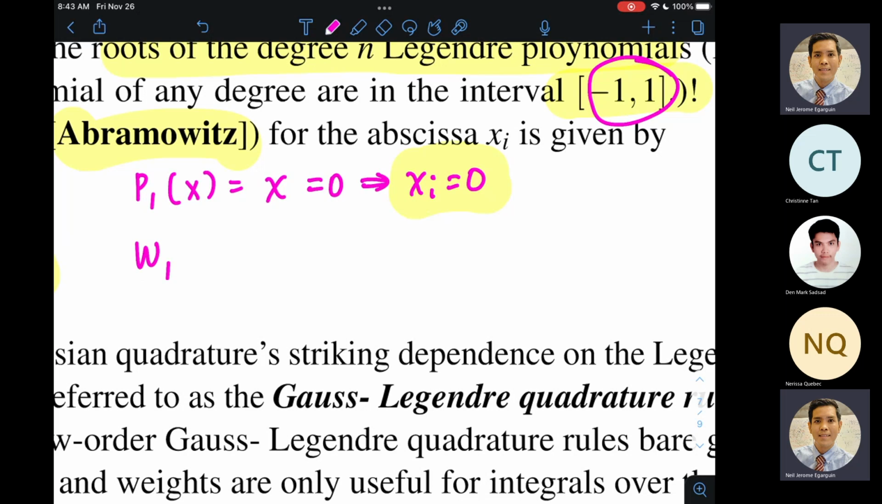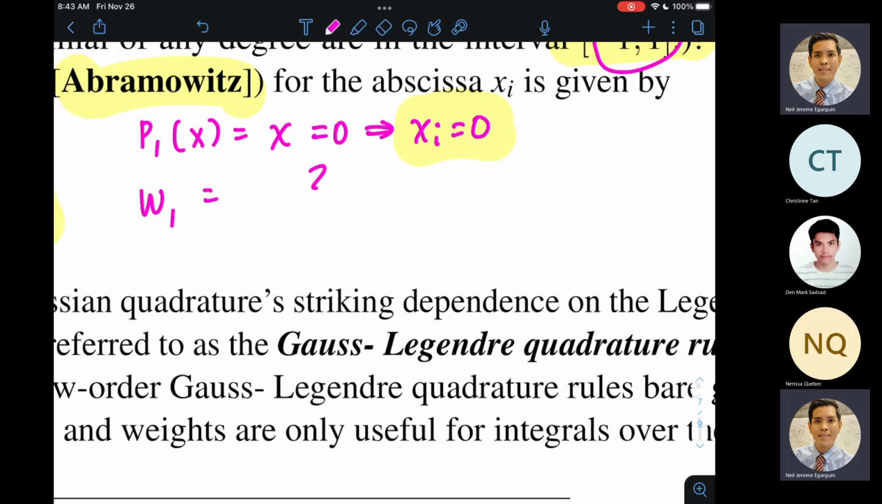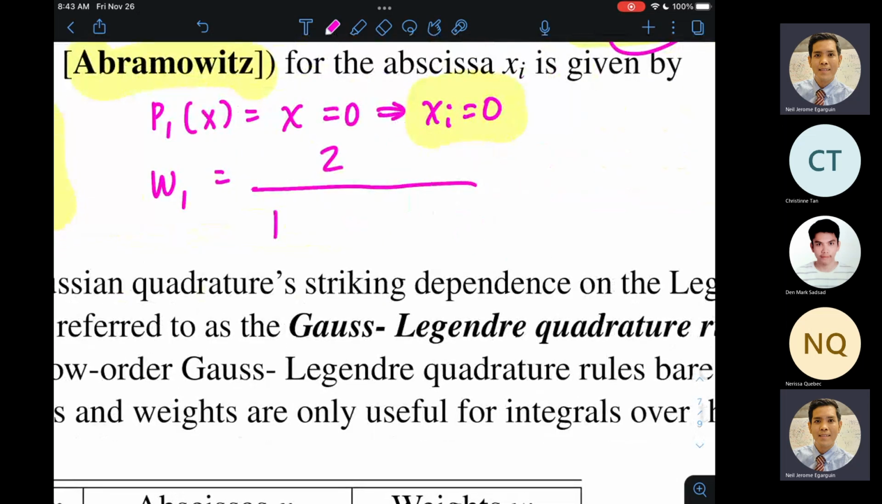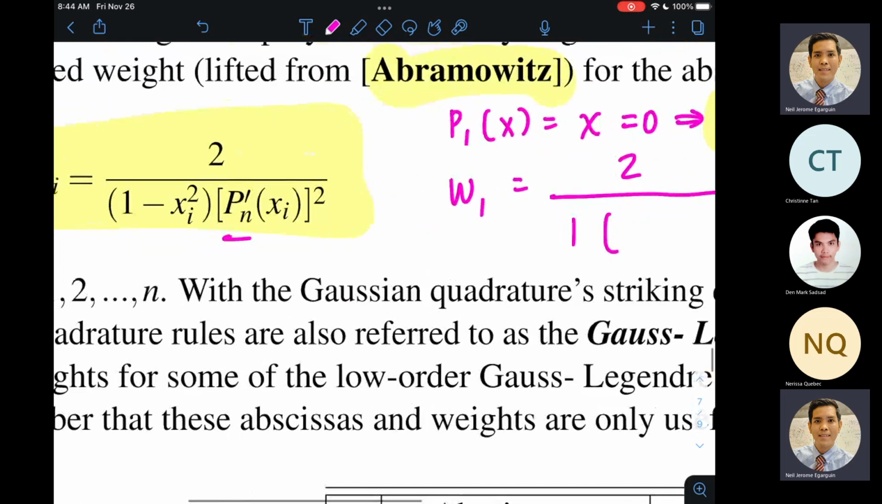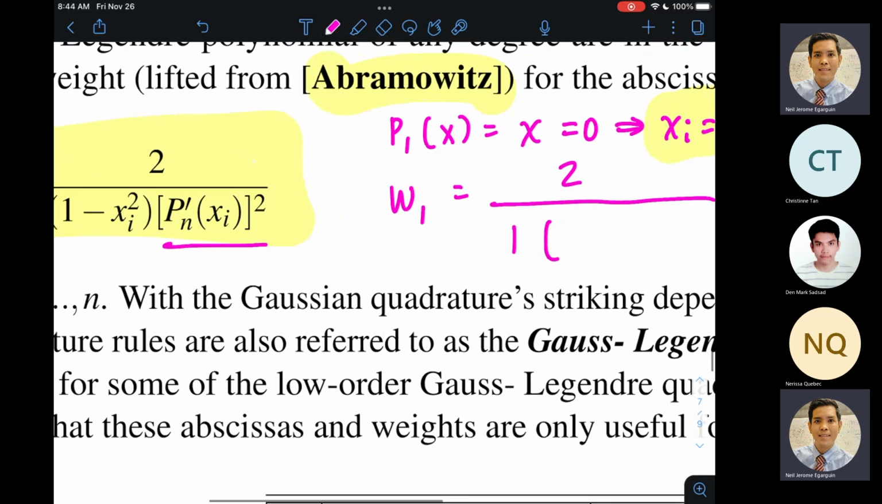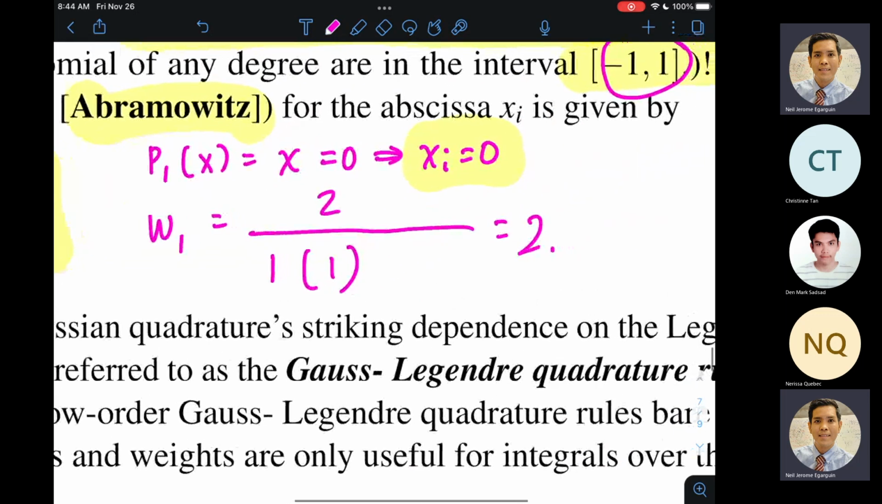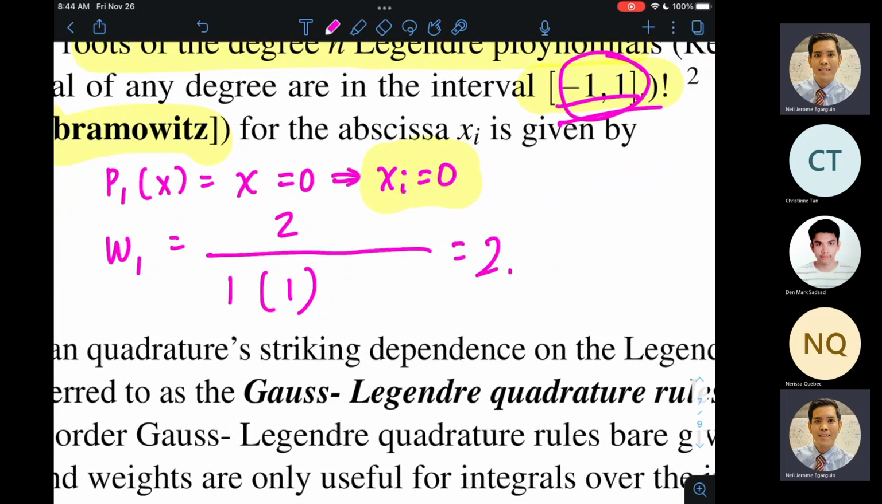So the weight associated with the first abscissa would be 2 over 1 minus the abscissa squared, but the abscissa squared is 0, so that's going to be 1, times the derivative of P evaluated at 0, squared. So P is linear. Its derivative is the constant 1. 1 squared is 1. And this will give us 2. And indeed, that is the length of the interval -1 to 1. Okay. It seems this is working as it should.